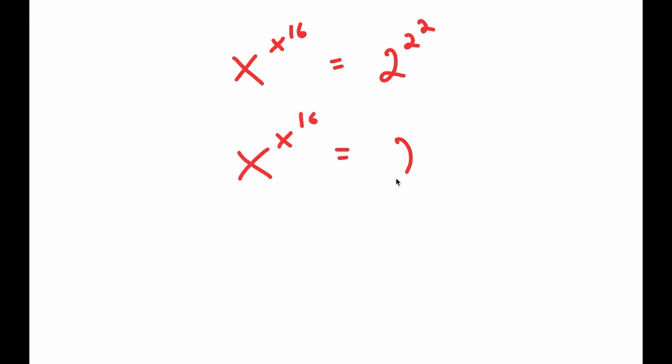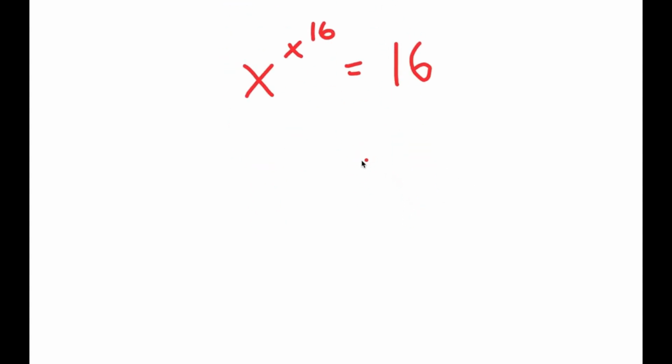Alright, so in this video, I'm going to solve the equation x to the power of x to the power of 16 is equal to 2 to the power of 2 to the power of 2. So to solve this, I'm going to first rewrite 2 to the power of 2 to the power of 2 as 2 to the power of 4, because 2 squared is 4, and 2 to the power of 4 is 16. So this is all equal to 16.